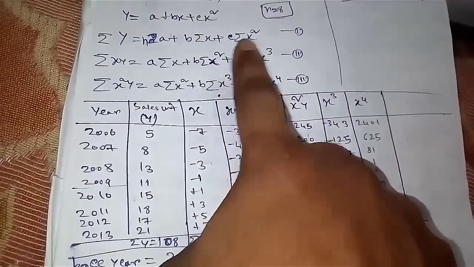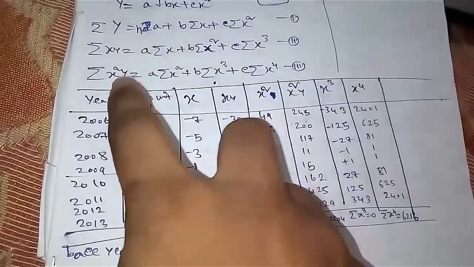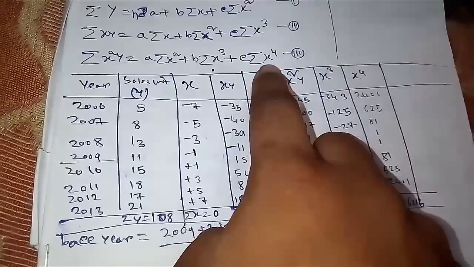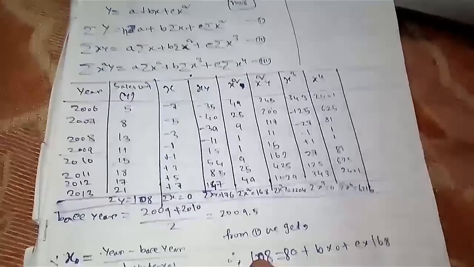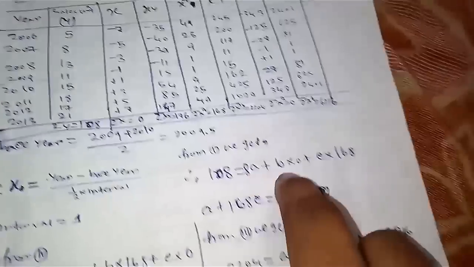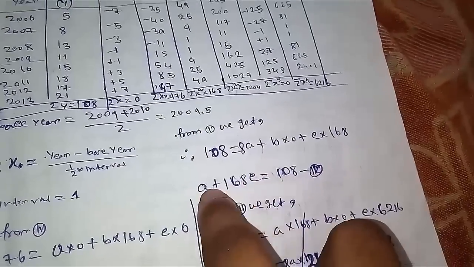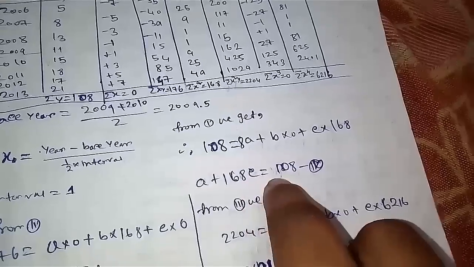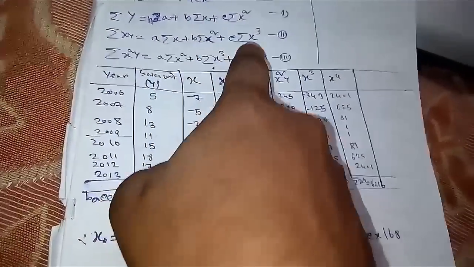Now we have summation x, summation x square, summation x cube, summation xy, and summation x to the power 4. So from equation 1, if we put the values, summation y is equal to 108, which is 8a plus b into 0 plus c into 168. In that way we get 8a plus 168c is equal to 108. That is our first equation.